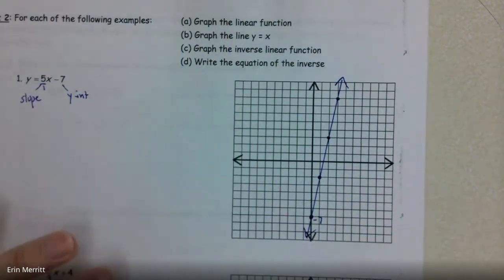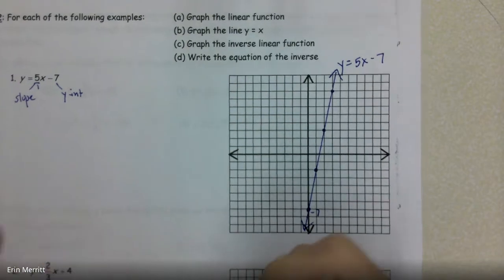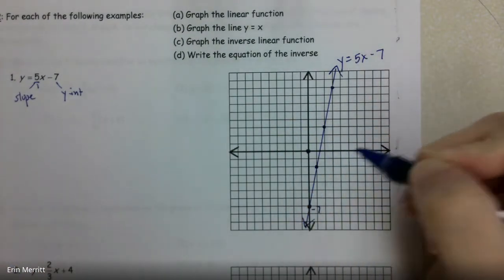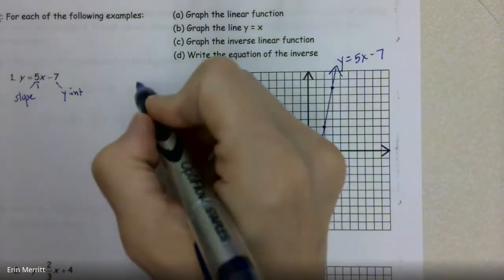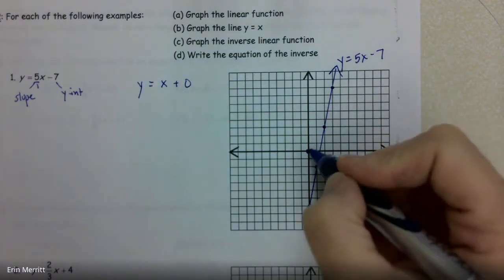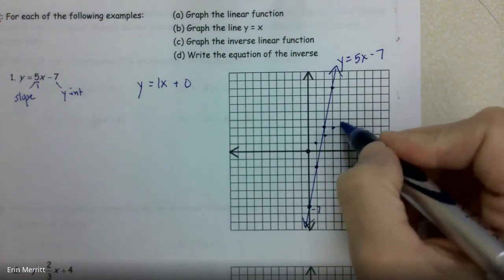All right, so here's our original, and let's label it. So y equals 5x minus 7. All right, graph the line y equals x. So that's that perfect diagonal that passes right through the origin. Because if you think about it in terms of y equals mx plus b, it's starting at 0, and then you're counting out that slope of up 1, right 1, up 1, right 1.